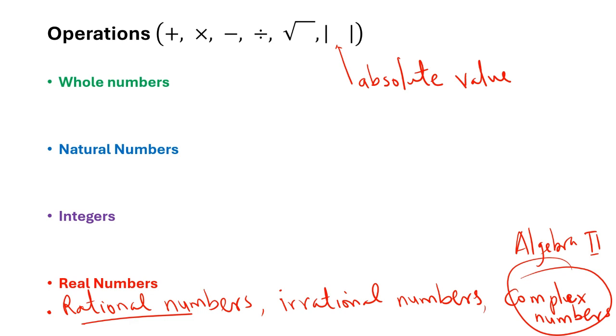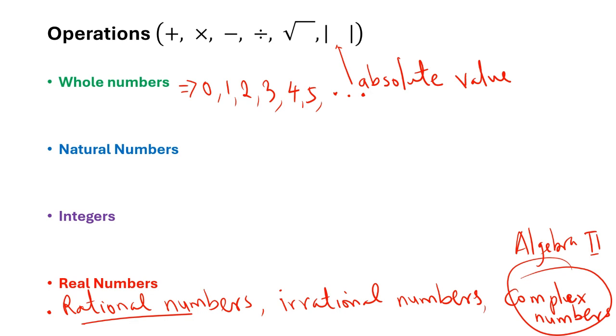it's everything about numbers except complex numbers. All right, let's get started with whole numbers. What are whole numbers? All numbers begin from 0. I would say whole numbers mean 0, 1, 2, 3, 4, 5, and so on and so forth.